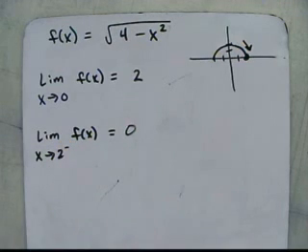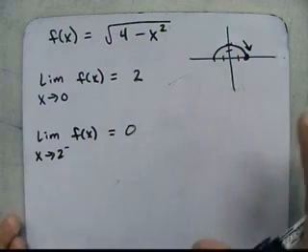We couldn't come at it from both sides. Okay? So that's one option. That's one type of a one-sided limit.